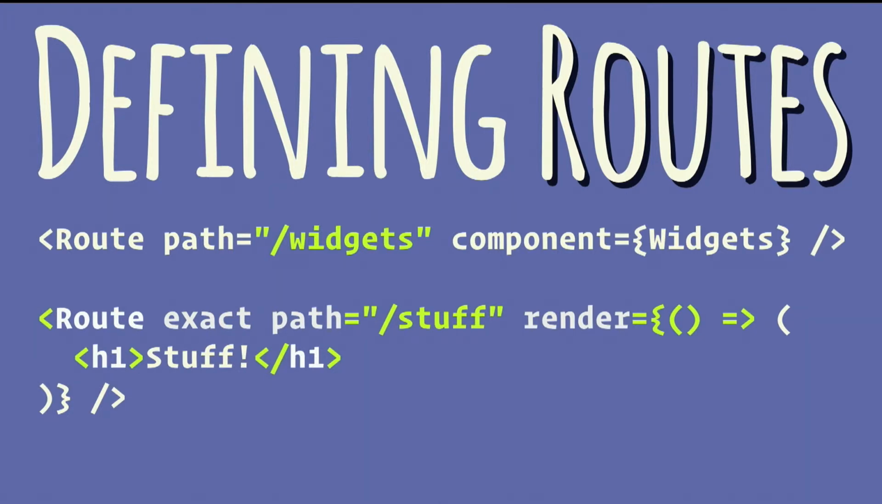There's another difference between these two routes. The first one just says component equals and then the name of a component. The second one has a render prop. And it looks like its value is actually a render method, an arrow function there that returns some JSX. So two different ways you can do this. You can just tell it what component to put, or you can put a render prop in there and actually write a function right there.